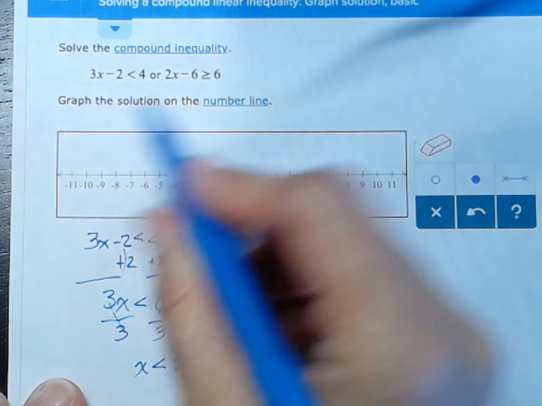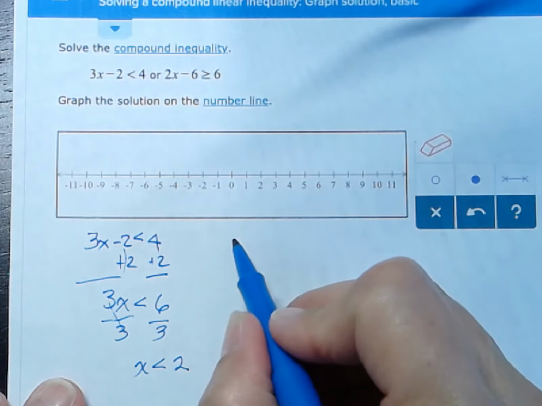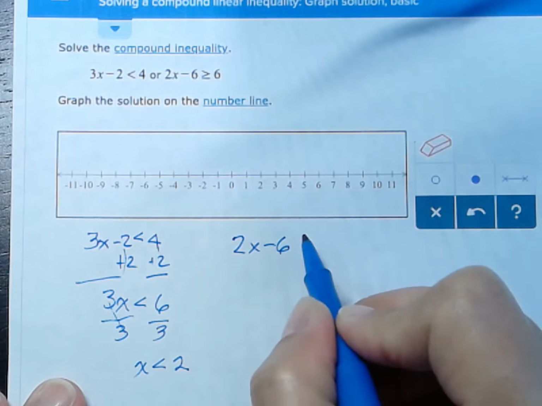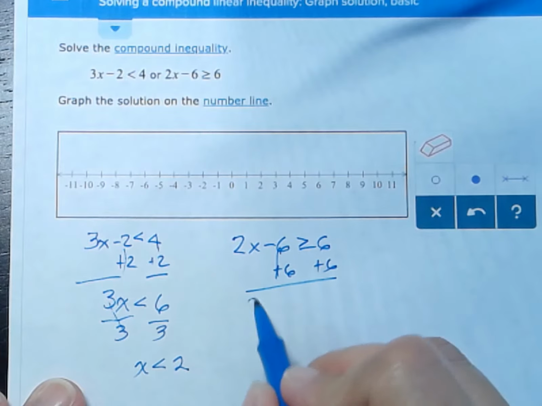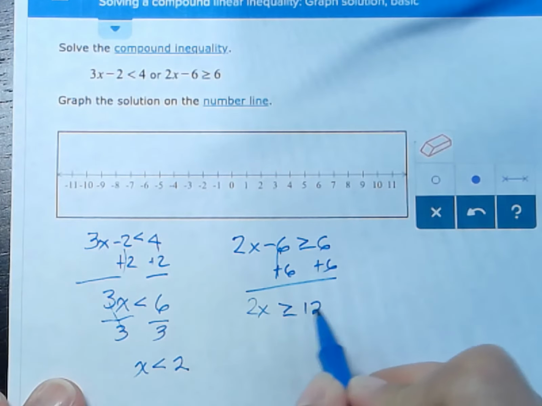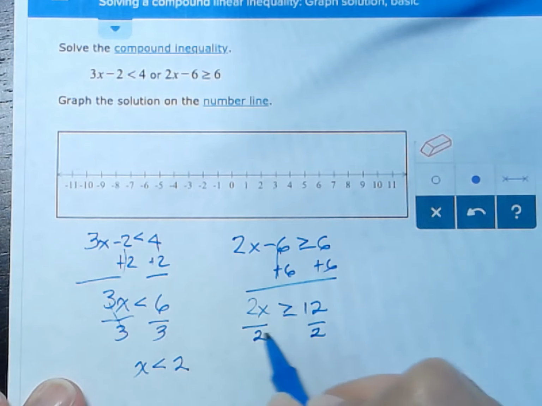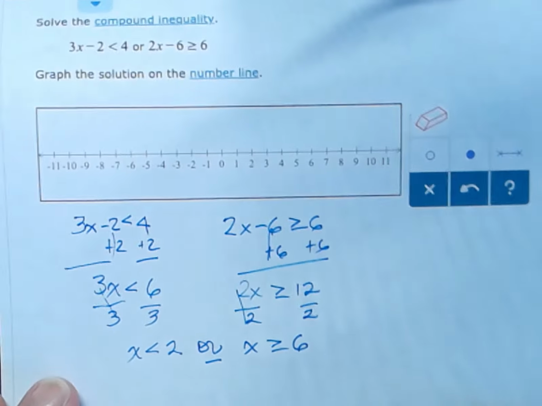So there is the first complete sentence. Okay, here's my next one. 2x minus 6 is greater than or equal to 6. Add 6. So 2x is greater than or equal to 12. Divide by 2. So x is greater than or equal to 6. But now this one is separated by the word or.